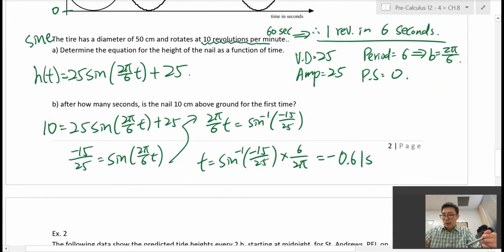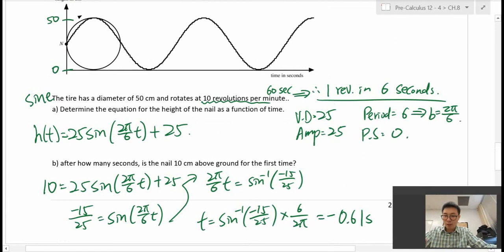Finally, part B, after how many seconds is the nail 10 centimeters above the ground for the first time? So again, I put 10 there, and then I solve the equation. You notice the answer is actually negative 0.61. Obviously, that cannot be true because time cannot go backwards. So what it's saying is if you could actually go back in time, the graph is going to be like this, right? And it's going to be 20 centimeters above ground right here. Okay, and that it takes 0.61 seconds again.